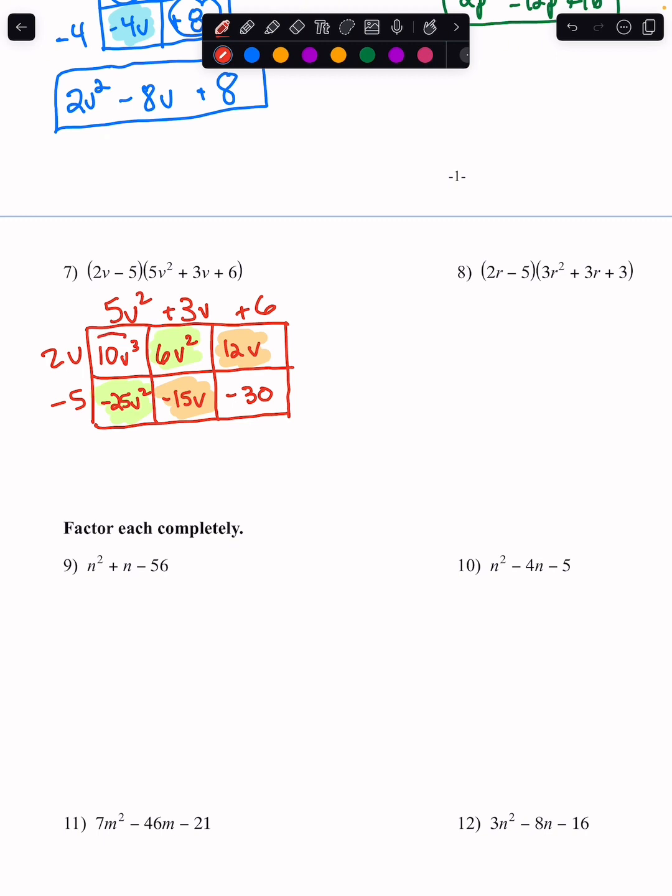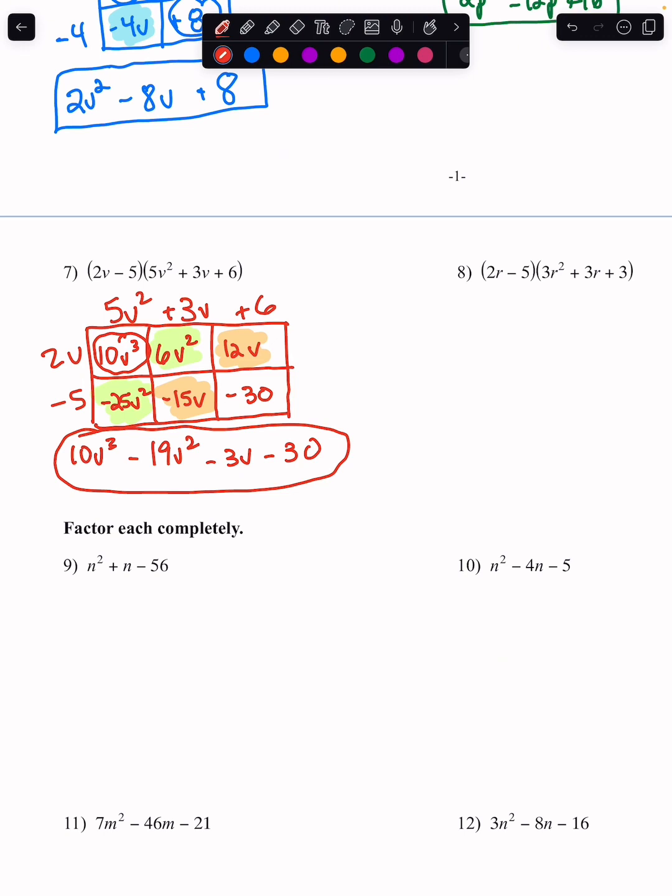So remember, this one that's in the front always goes in the front. 10v cubed. Negative 25v squared plus 6v squared. That's going to be a negative 19v squared. And then you got negative 15v plus 12v is going to be negative 3v. And you got minus 30 on the back end of that. That is your final answer for that one.